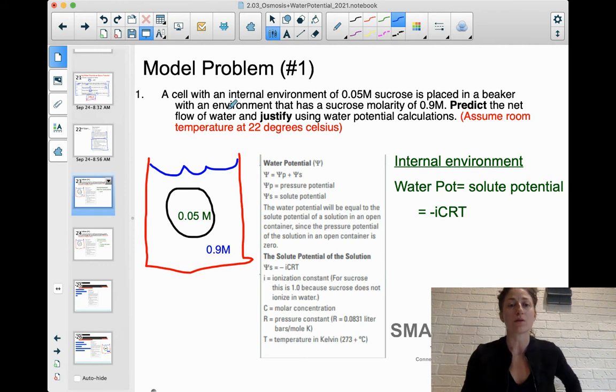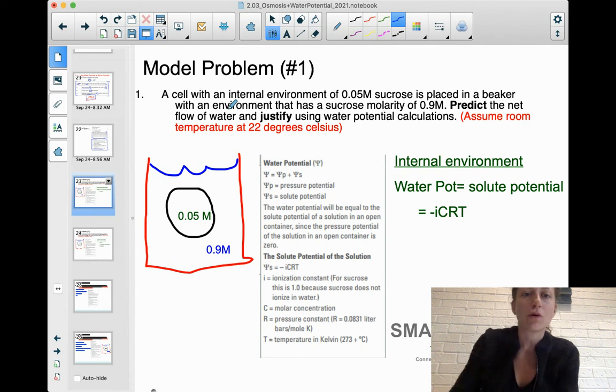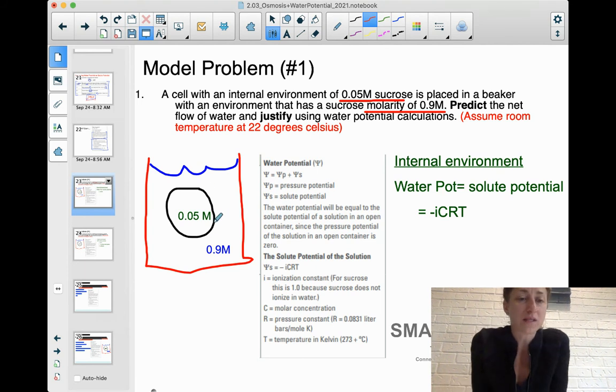And as I'm doing this, I want you guys to be taking notes. This model problem is also in those guided notes that I had in the handout that should be in your digital notes now. Okay. So we are given an internal environment of 0.5 molar. It's put in an environment with a sucrose molarity of 0.9 molar. Predict the net movement of water and justify using water potential calculation. So maybe I know what it is just by looking at these molar concentrations, but I have to justify using water potential calculation.